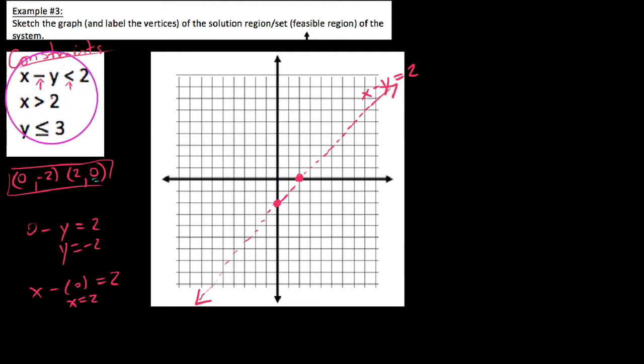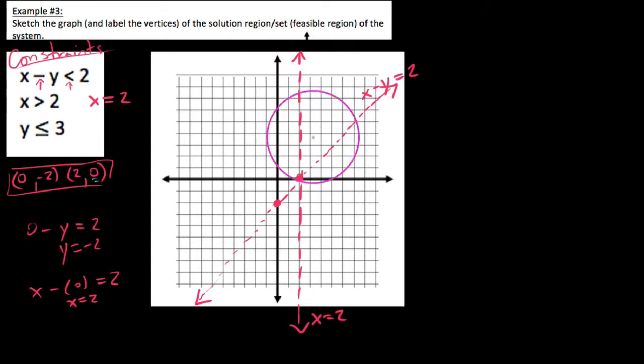Now our next constraint is x is greater than 2, okay? This is a vertical line. If we were to graph x equals 2, the associated equation, we'd have a vertical line at 2, and it would also be dotted. So we have this dashed line at x equals 2. Go ahead and label this x equals 2.